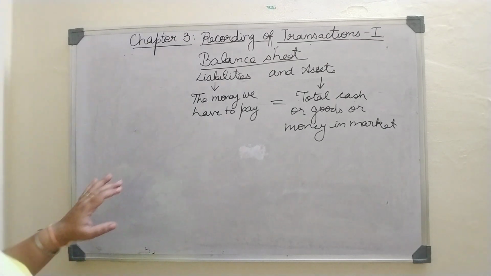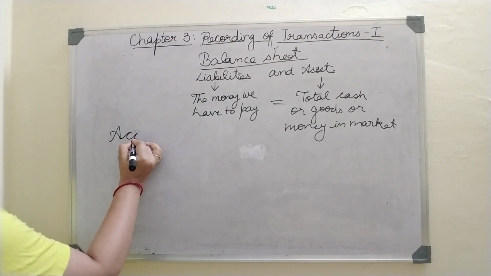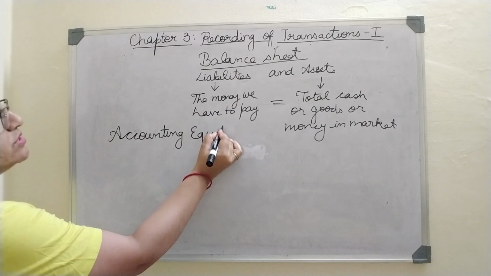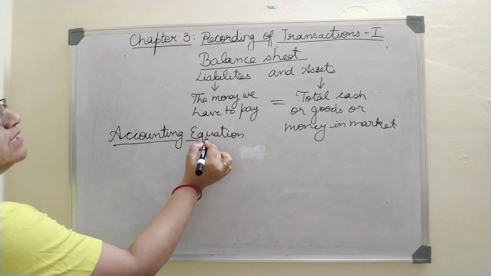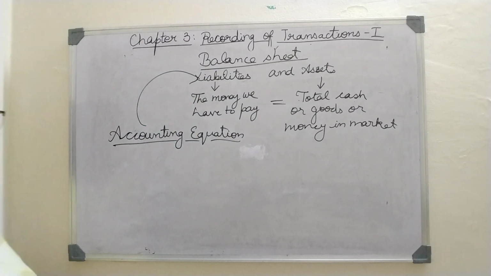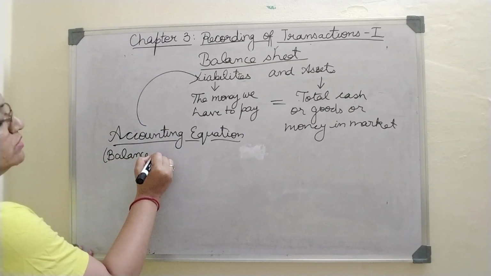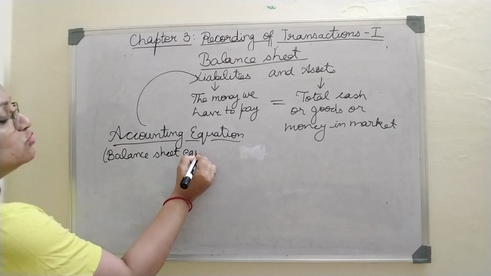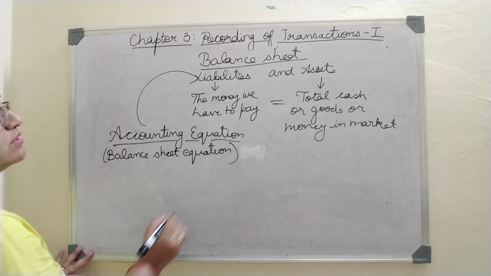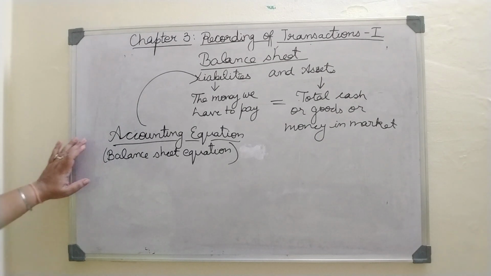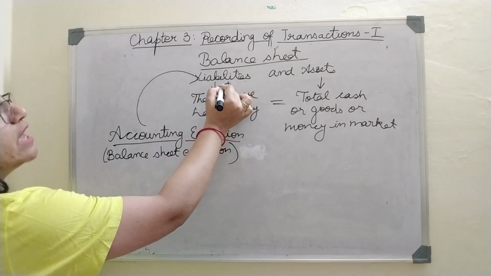The accounting equation now is a very important term which you have to keep in mind. The accounting equation tells the relationship of the balance sheet's most important terms, that is liabilities and assets. So accounting equation is also called balance sheet equation. So in exam if they ask you what is the balance sheet equation, don't get confused, it is the other name of accounting equation. So balance sheet equation depicts the fundamental relation between components of balance sheet. Now with liabilities we have capital also.